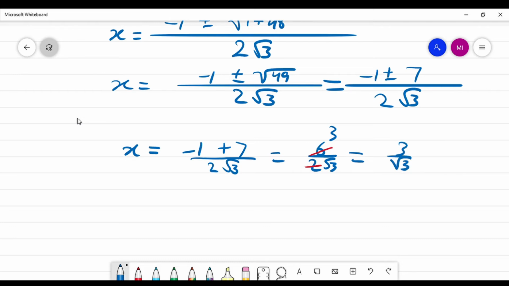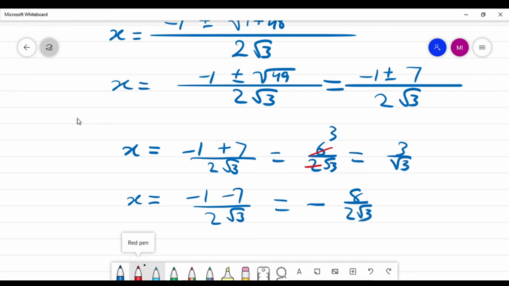And the second value is x is equal to negative 1 minus 7 divided by 2 under root of 3, which is going to be negative 8 divided by 2 under root of 3. And so these two cross. We get 4 up here. So negative 4 under root 3 divided by under root 3.